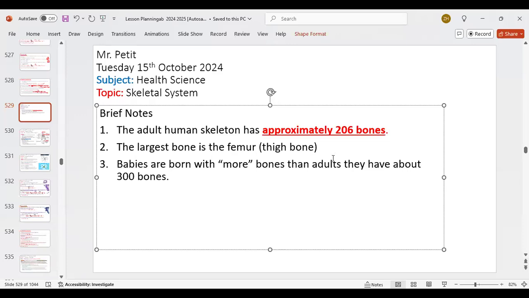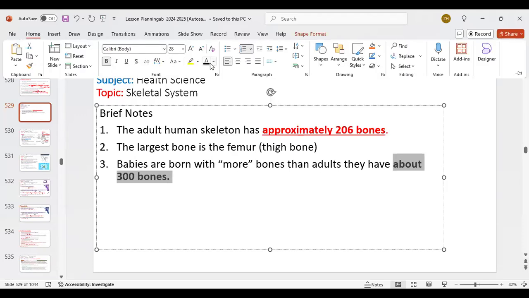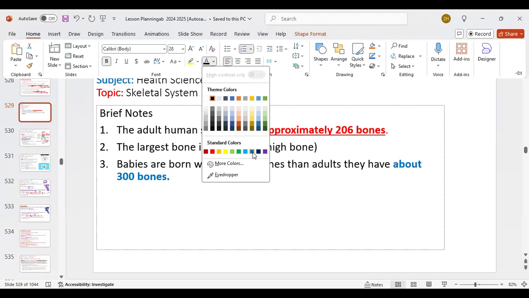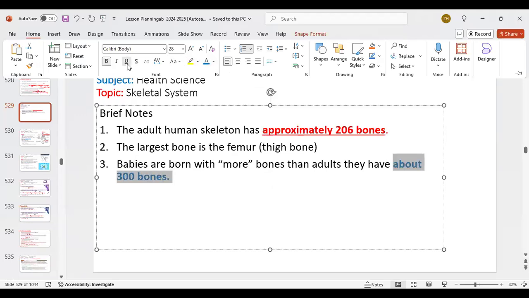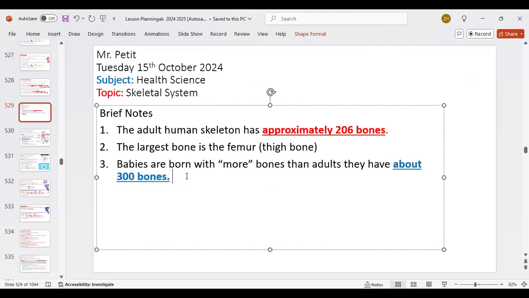So babies have about 300 bones, but they're not really different bones. Anyone know the reason why they have more? Because when they get older, their bones merge together. Their bones fuse together as they grow. Very good. All right.